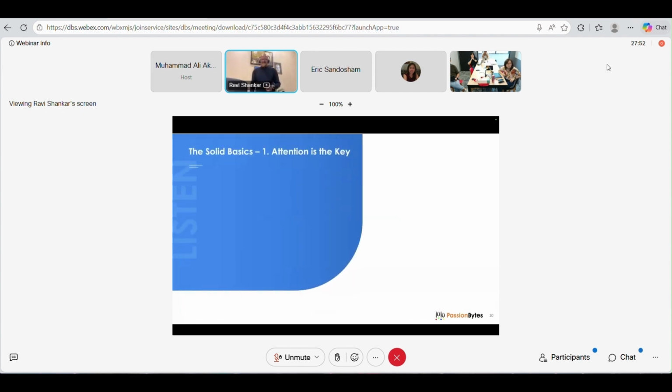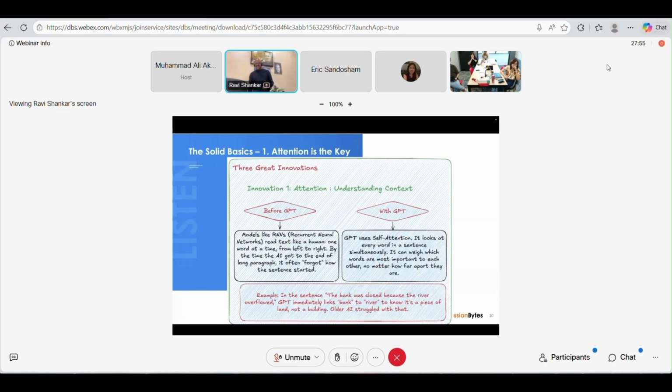Well, attention is the key. And you already understood what is meant by attention. Never look through a straw, but look through a magnifying glass.